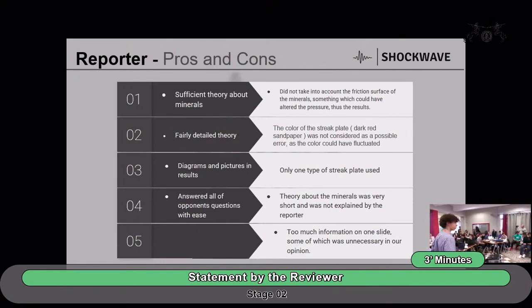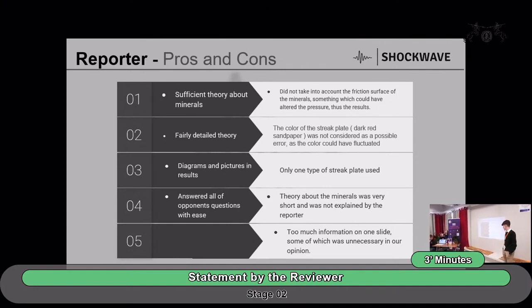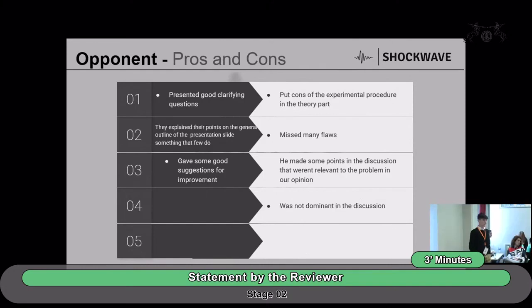About the cons, though, they did not take into account the friction surface of the minerals, something that could have altered the pressure, and we believe that it plays a big role in the experiments. Furthermore, the color of the streak plate was not considered as a possible error, also a very big flaw in our opinion. Furthermore, only one streak plate was used.